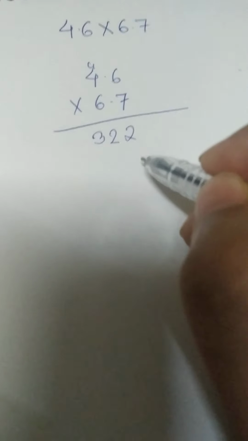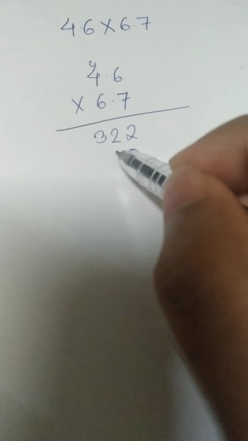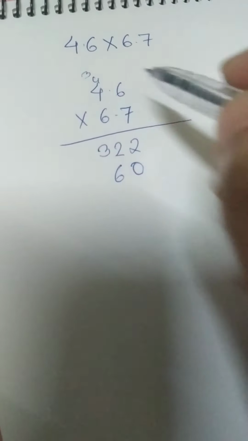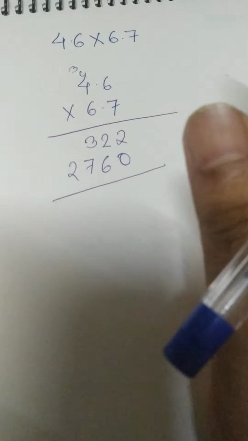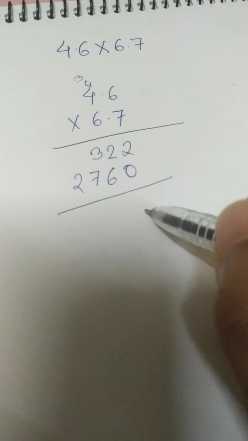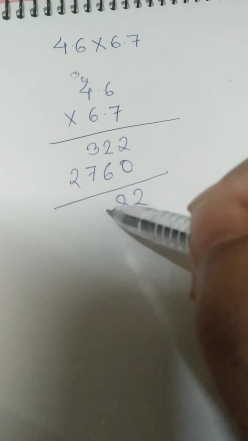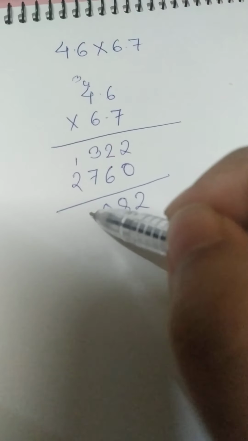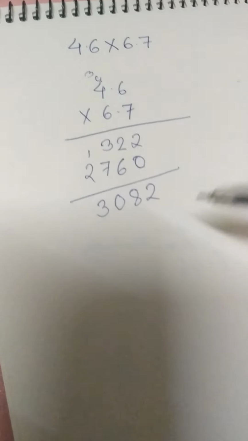Then we put a cross or a 0, so I put a 0 over here. 6 6s are 36, 3 carry, 6 4s are 24, plus 3 is 27. So first what I am doing is normal multiplication. 2 plus 0 is 2, 2 plus 6 is 8, 3 plus 7 is 10, 1 carry 3. So this is my answer, right? 3082.